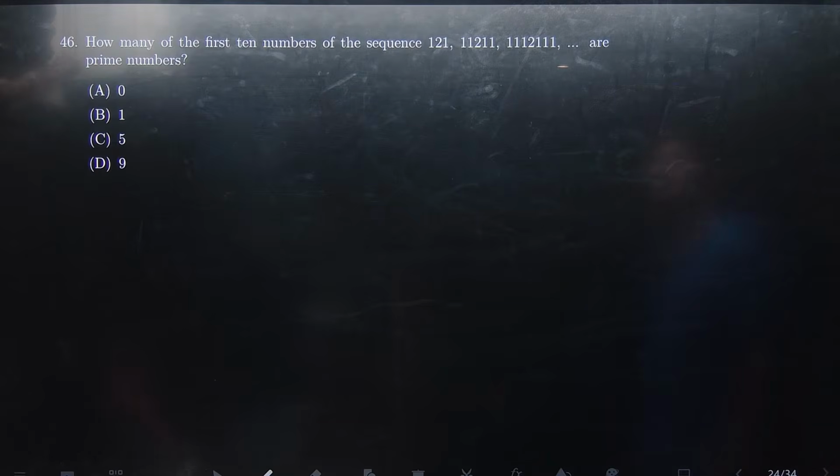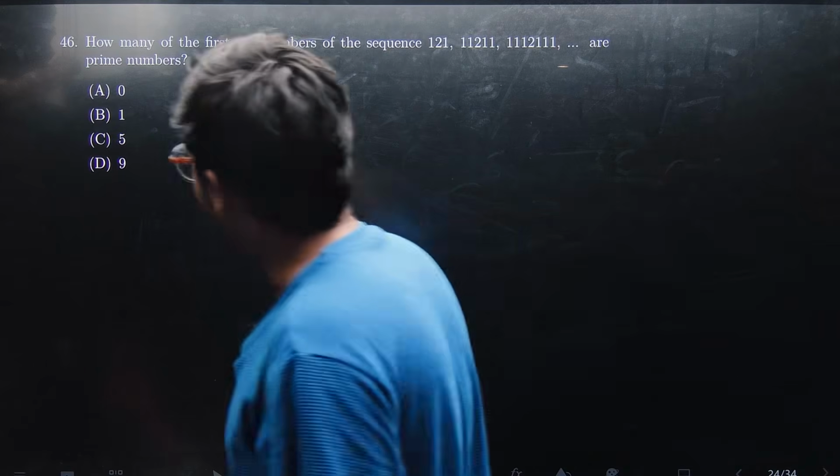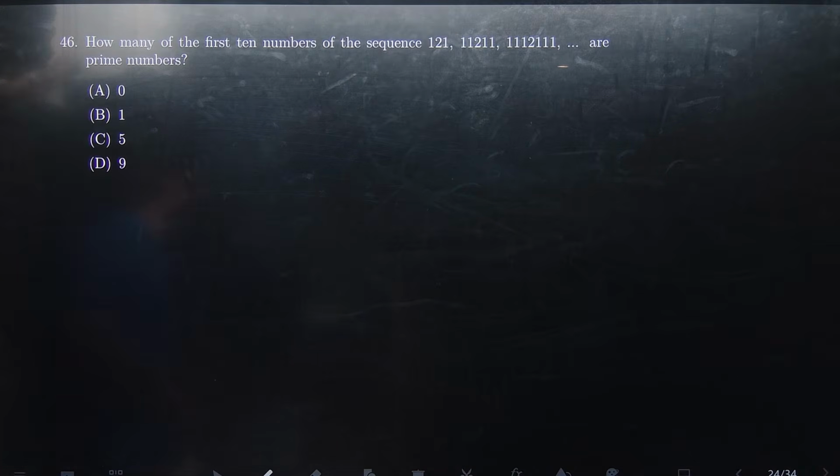46. How many of the first 10 numbers in the sequence 1 to 1, 1, 1, 2, 1, 1, and so on and so forth are prime numbers, okay? So for this, what we'll do is we'll start off by trying to find the general term of this expansion, okay? The closed form for the general term of this expansion.